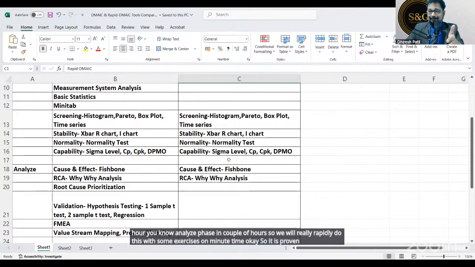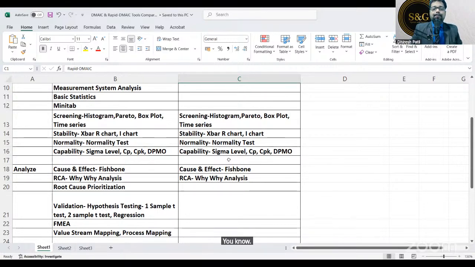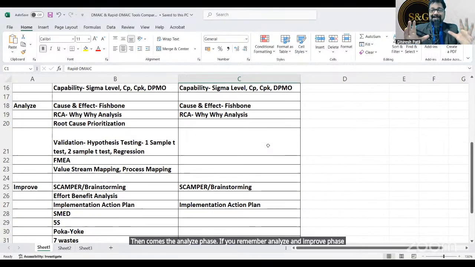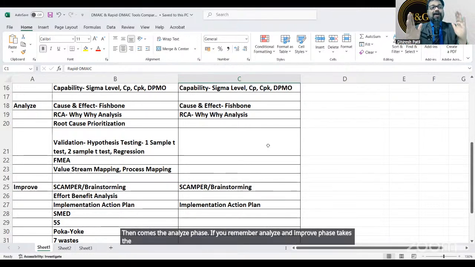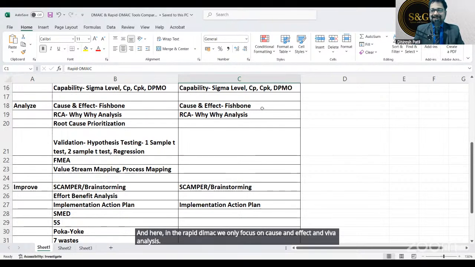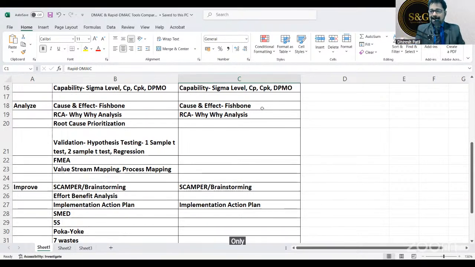If we have the data available, we can easily convert that data into meaningful stats, meaningful graphs, meaningful information, right? So once that is done, then comes the analyze phase. If you remember, analyze and improve phase takes the maximum amount of time. And here in the rapid DMAIC, we only focus on cause and effect and why analysis. Only focus on fishbone and the root cause analysis.